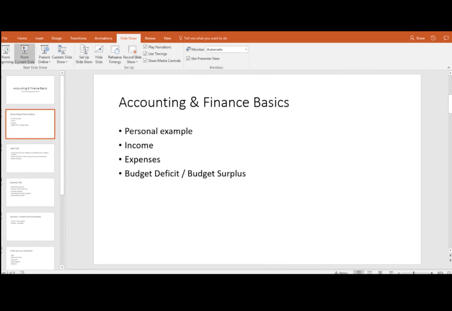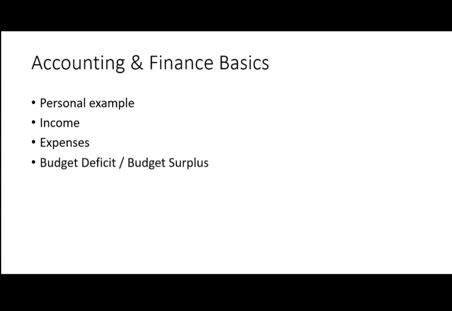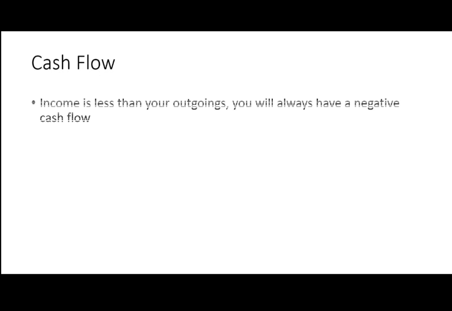So let's carry on with this. Okay, so budget deficit, budget surplus. Moving on to the next slide. So cash flow. If your income is less than your outgoings, you will always have a negative cash flow. That doesn't mean that you're going to run out of cash at the end of each month, but it does mean that your cash flow is going to come down. Now, what do I mean by cash flow?